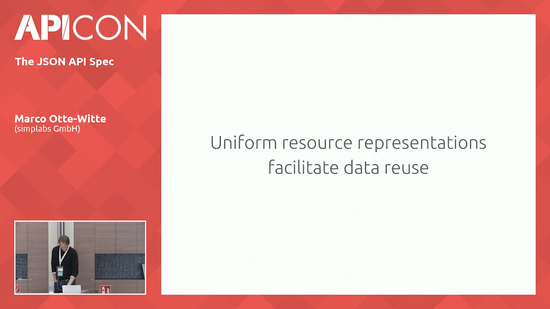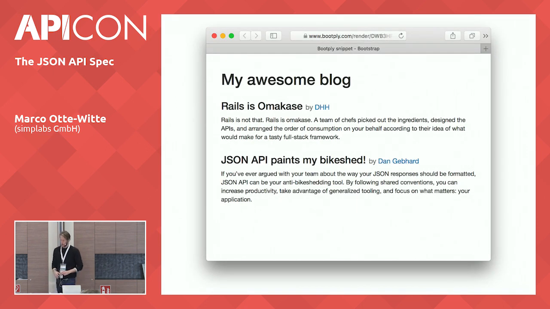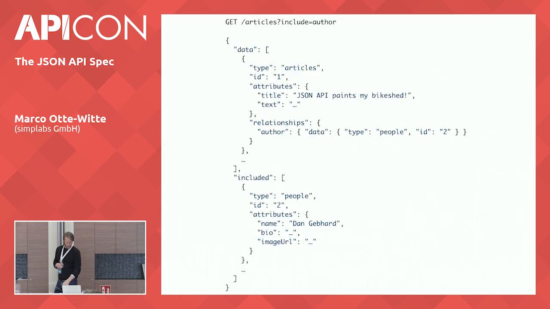So for example, if we have a block like this, so this is the list page that lists all the articles, and for each article it shows the title, obviously the text or some excerpt, and then the author's name. So with normal REST or with JSON API, you would probably make a request like this to render that. So you would have one request.